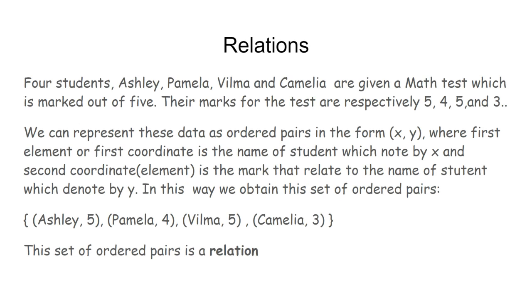Four students, Ashley, Pamela, Vilma, and Camelia, are given a math test, which is marked out of 5. Their marks for the test are respectively 5, 4, 5, and 3.